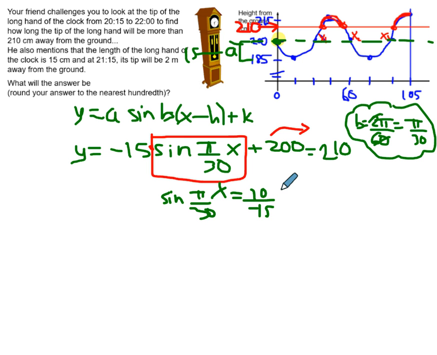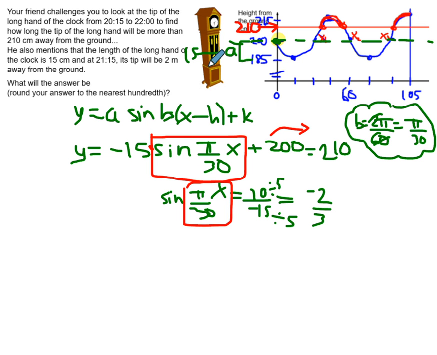Now this we can simplify. 10 divided by negative 15. If we divide by 5 up and down, we are left with negative 2 over 3. So when is sine of an angle equal to negative 2 over 3?